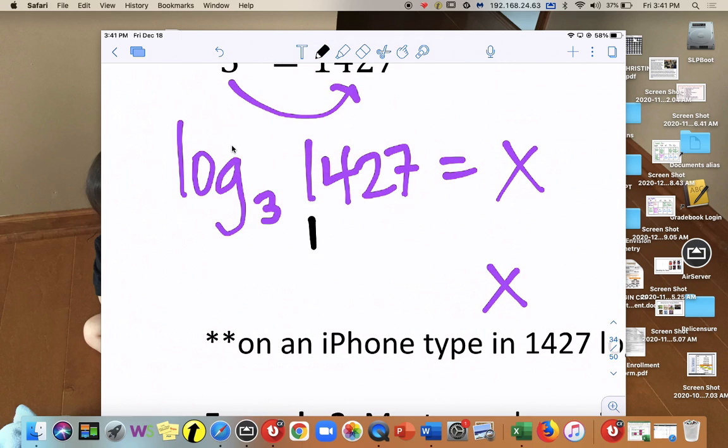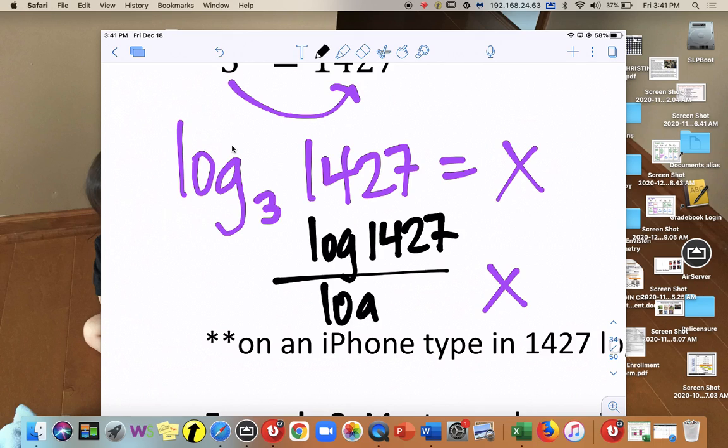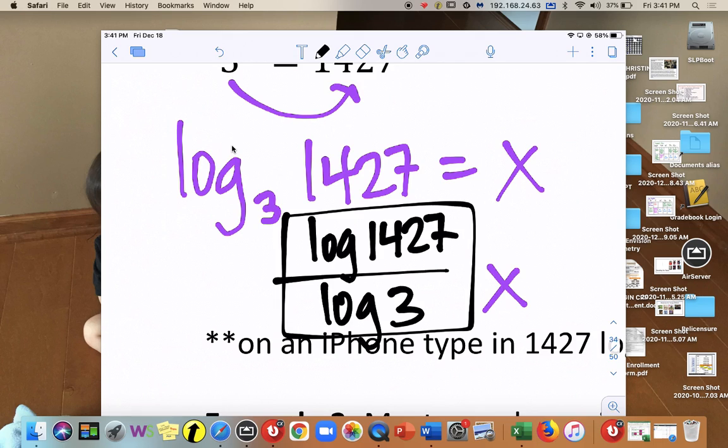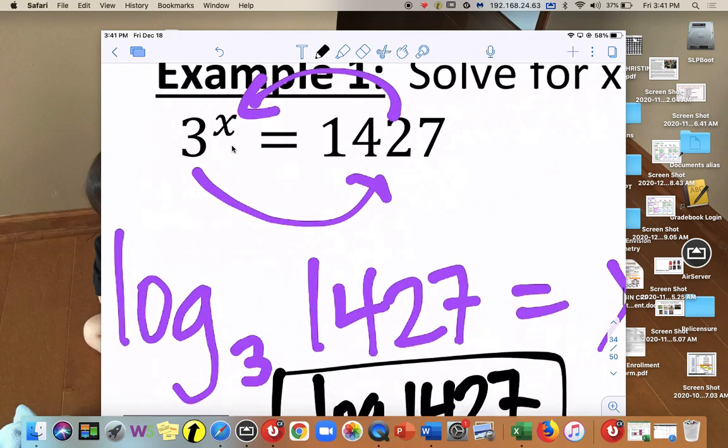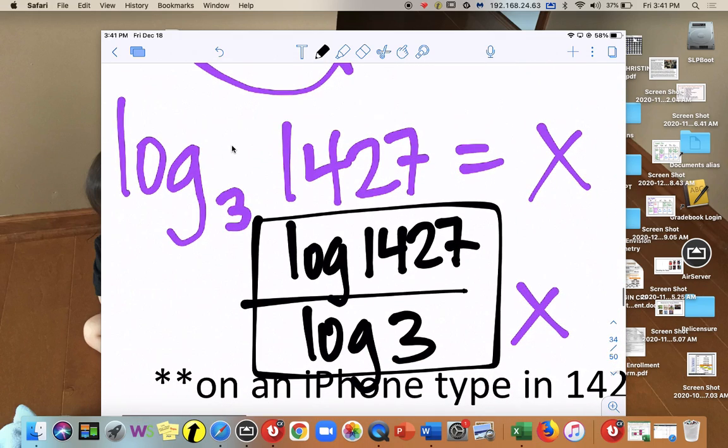So here's how we type in our calculator. Log of 1427 divided by log of 3. All right, so we're going to type that in. And that is an inverse of the exponent. So it's like, to get rid of adding, we subtract. To get rid of the exponent, so again, here x is the exponent, we're going to use a log, and we're going to get our answer.